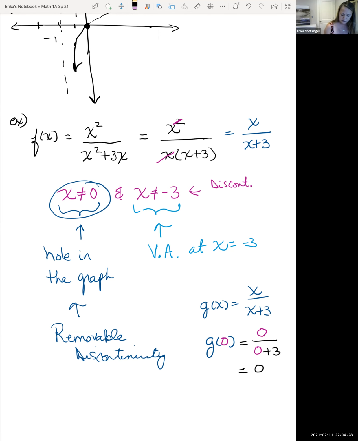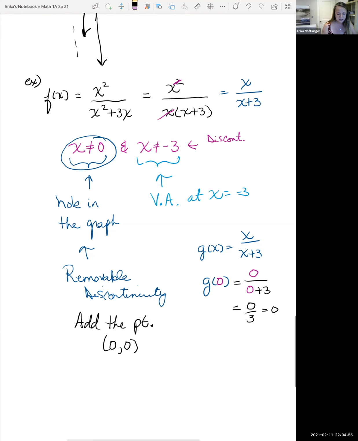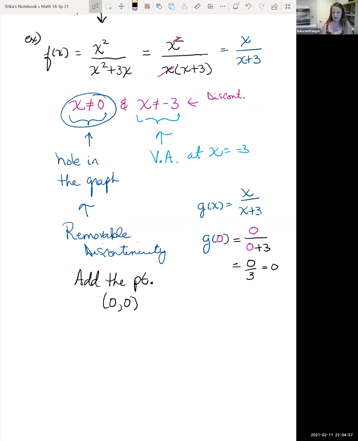And so we get 0 over 3. It's okay to have 0 in the numerator if we don't also have it in the denominator. And this is equal to 0. So for the removable discontinuity, we would need to add a point, (0, 0). Okay, so we're able to do that without even graphing the function.